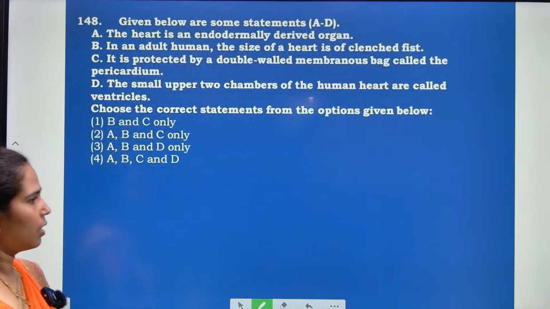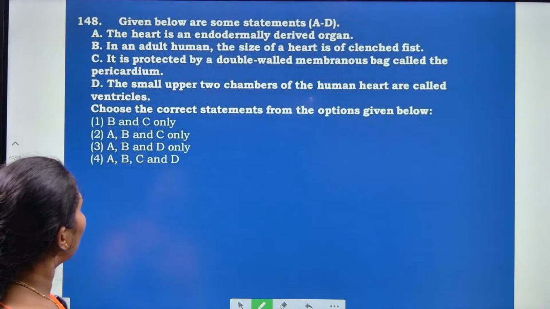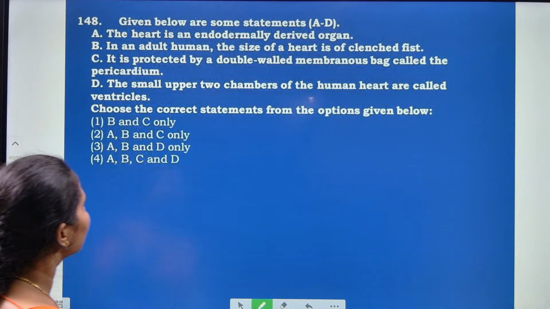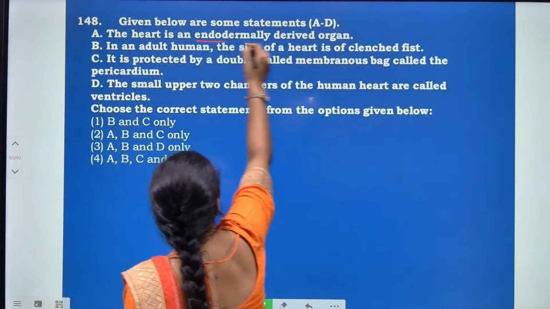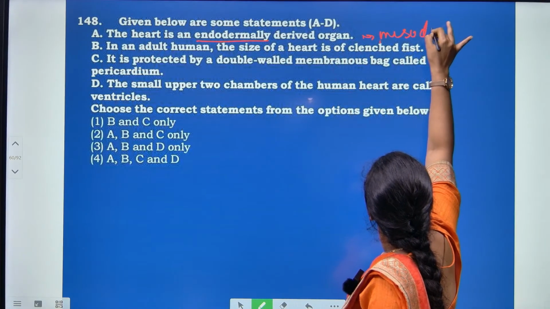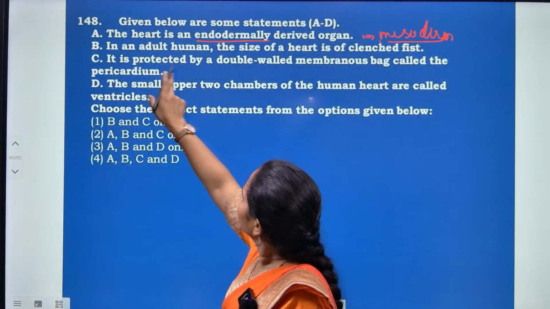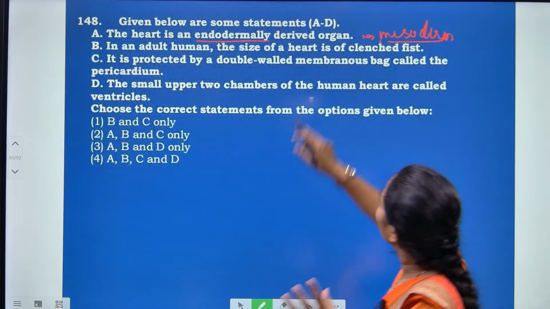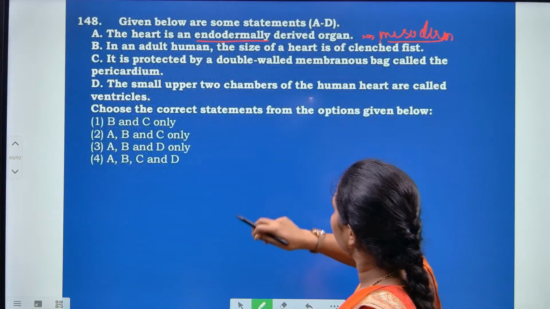Next one, coming to the questions here, given below are statements A to D. The heart is an endodermal derived organ. It is not endodermal in nature. It is derived from the mesoderm. It is of mesodermal origin here. And in an adult human, the size of the heart is that of a clenched fist. Yes, that is right. It is the clenched fist size here.